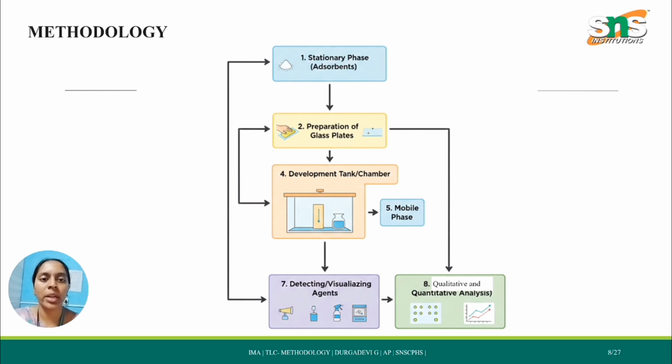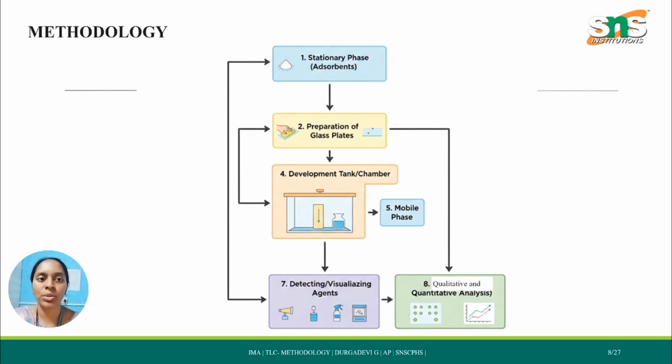The methodology involves stationary phase preparation. You have to use a suitable adsorbent to prepare the stationary phase, and then prepare the glass plates by using the different techniques available, that is the pouring method, dipping method, spreading method, and with the help of sprayers you can also prepare the TLC plates.